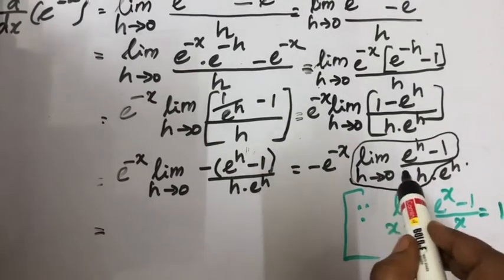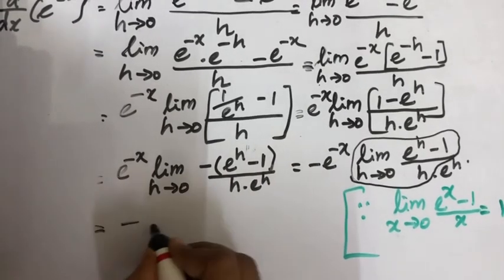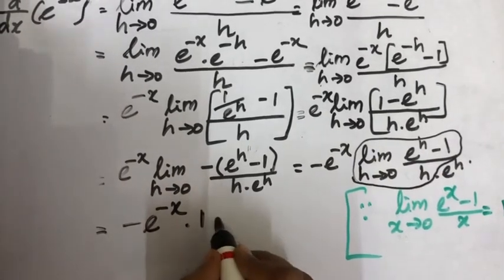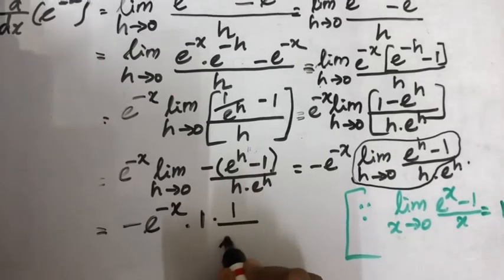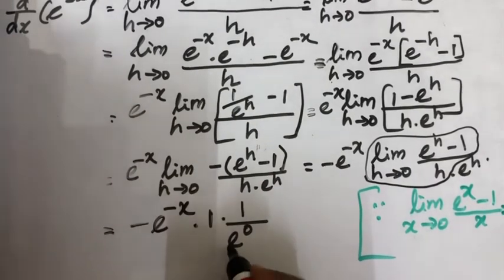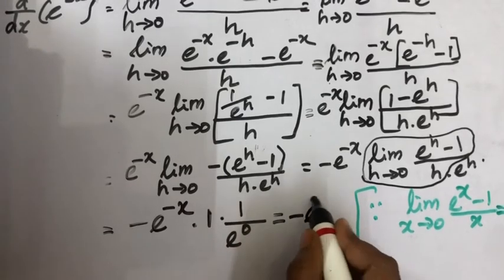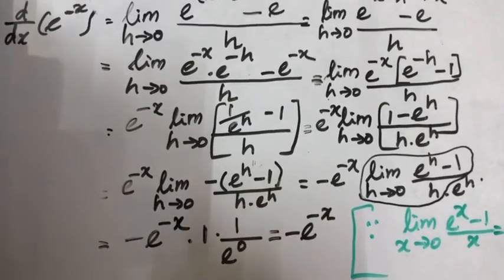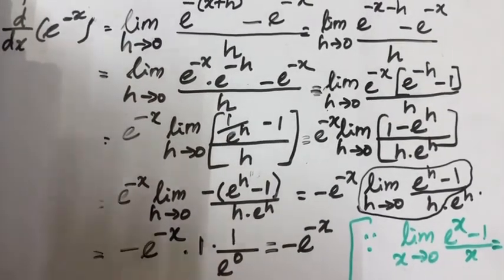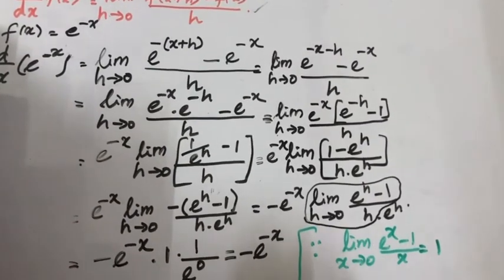If limit h tends to 0, then that will become, I am applying the limit, that is minus e power minus x, the whole value is 1 into 1 divided by e power 0. E power h is there, so e power 0. Anything to the power 0 is 1. So, this is equal to minus e power minus x. So, the derivative of the function e power minus x is minus e power minus x. This is an important result and we will use this in few problems also.